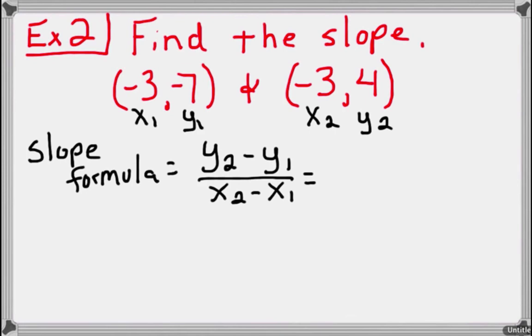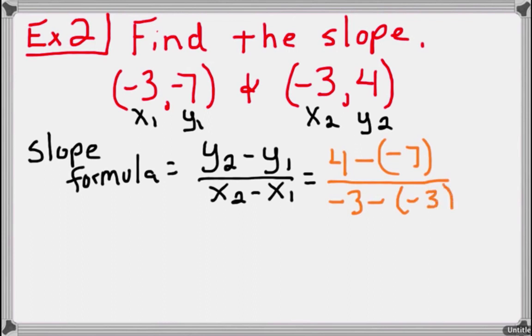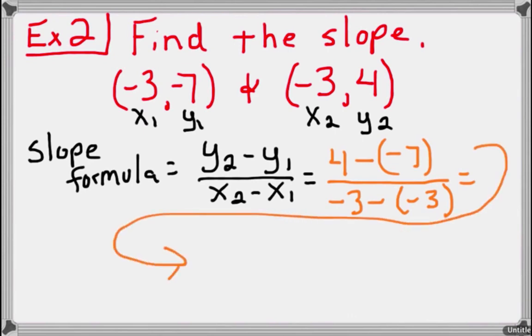So first thing we'll plug in is 4 minus, now pay attention to this part. I'm going to write 4 minus negative 7. Okay, and that's going to happen here at the bottom. X2 is negative 3 minus x1 is also negative 3. Now when you do the math on that, 4 minus negative 7, you'll get 11 on top eventually. And then on the bottom, you get 0.